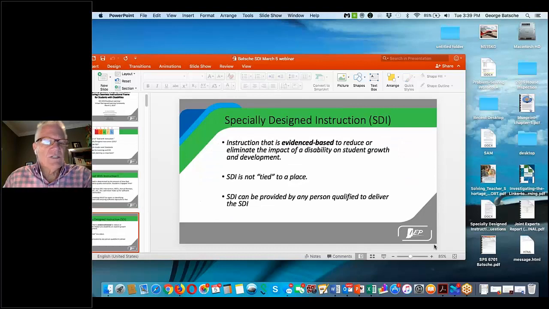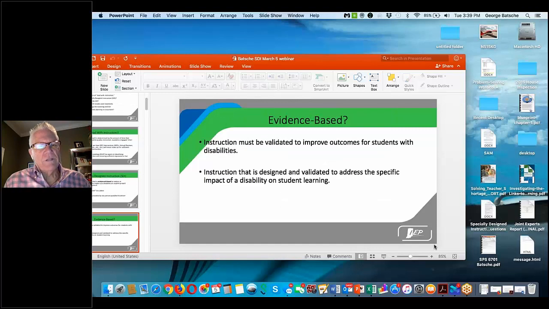Specially designed instruction is instruction that's evidence-based to reduce or eliminate the impact of a disability on a student's growth. The delivery of it is not tied to a place, and specially designed instruction can be provided by any person who's qualified to deliver that instruction. So what do we mean about evidence-based for kids with disabilities? The instruction that we provide them needs to be evidence-based for both the disability that the student has and the particular focus of the instruction. We'll see this a little bit later.